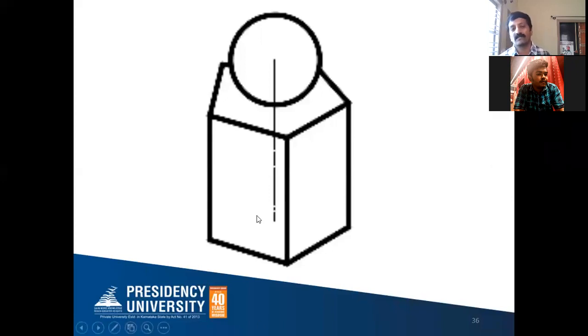This is very simple, and for this also in the examination it is 30 marks. It's a 30 marks question, so easily you can get it.